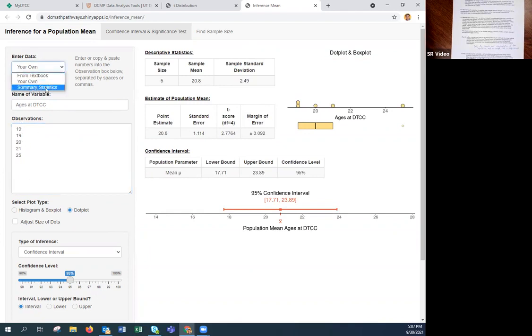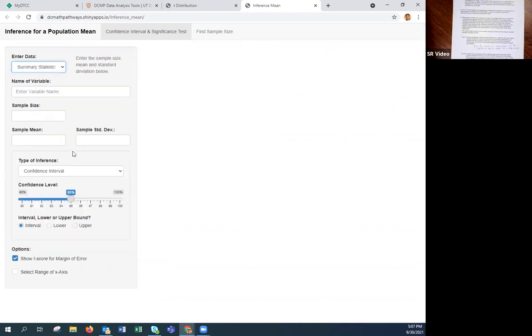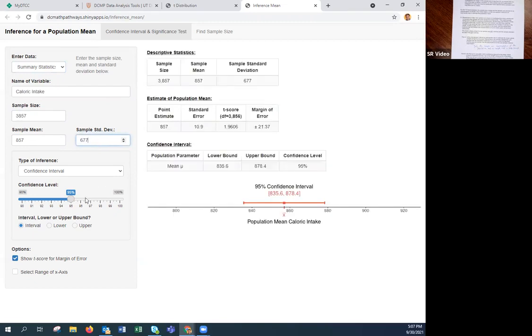The other way is if you already have the summary statistics, then you can just enter the summary statistics. And that's what's going on here, they already told you the mean and the standard deviation. So the name of the variable is caloric intake, I guess, calories. Here's where your sample size goes. This is 3,857. Here's where your sample mean goes, 857. And here's where your standard deviation goes, 677. All you have to do now is select the correct confidence level.